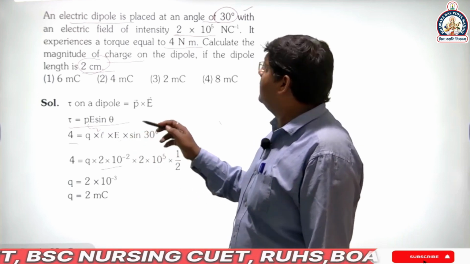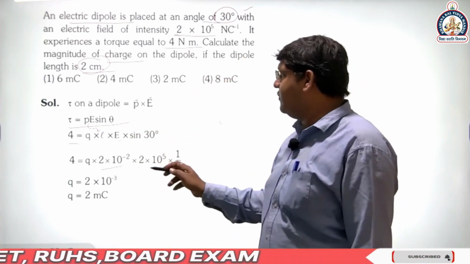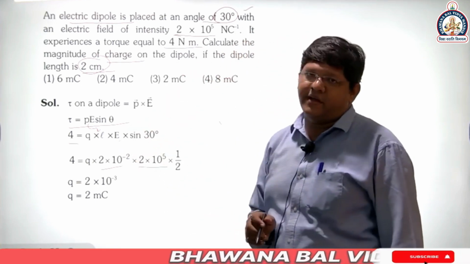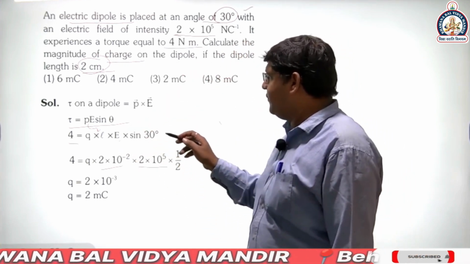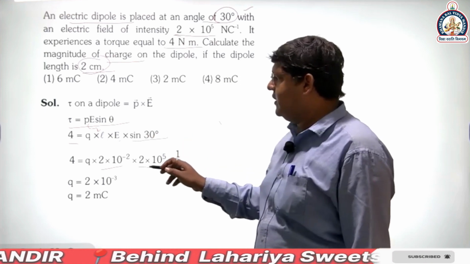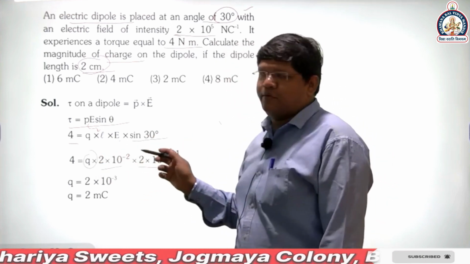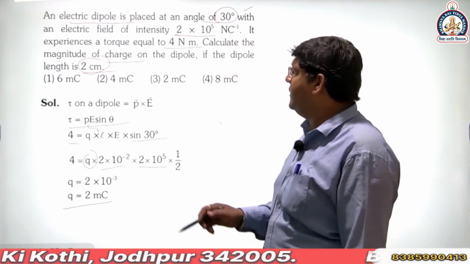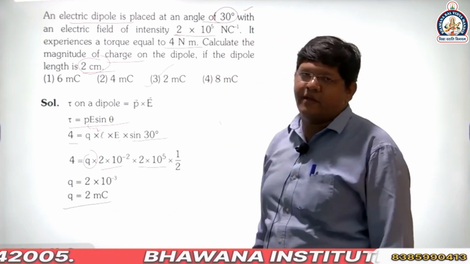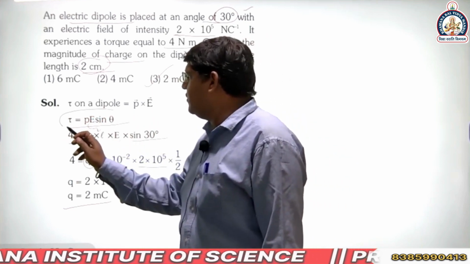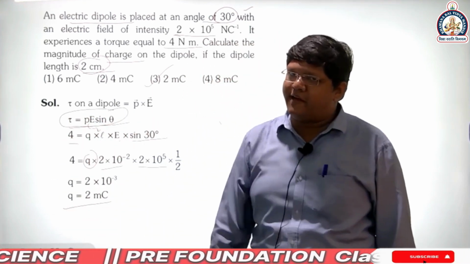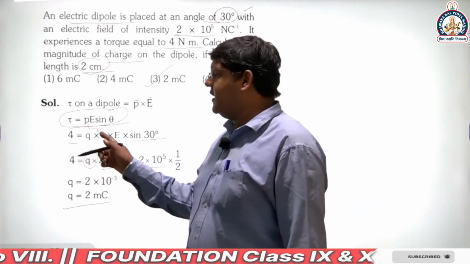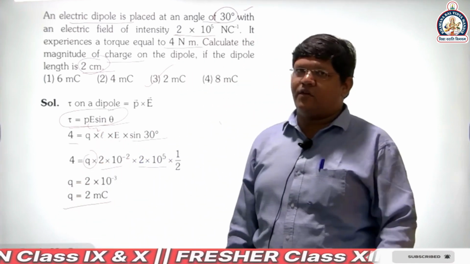Next term is E. The value of E is given as 2 into 10 to the power 5 and sin theta is provided as 30 degree. So by putting the values and transposing the equation, we get Q is equal to 2 into 10 to the power minus 3. That is option number 3. This is simply based on the application of this formula. Torque is equal to PE sin theta, and P is the electric dipole moment, that is nothing but the product of charge into distance, or we can say the length of the dipole.